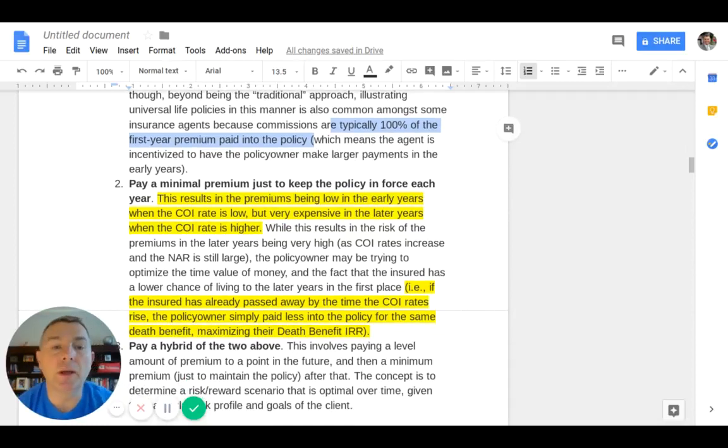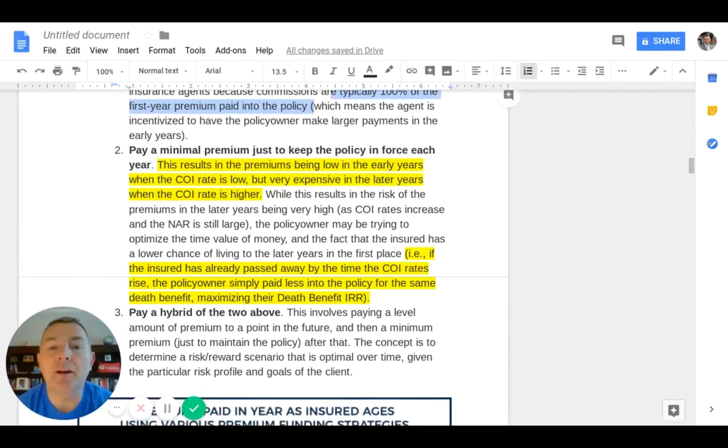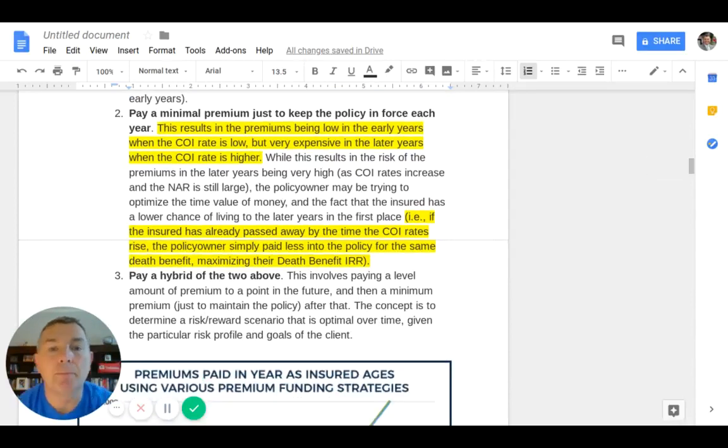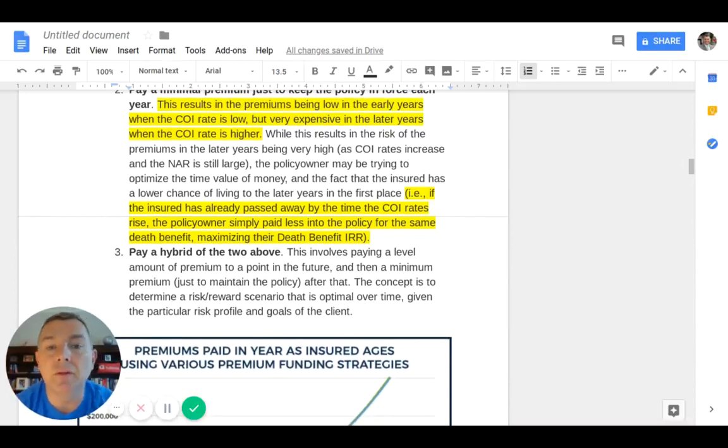While this results in the risk of the premiums in the later years being very high as cost of insurance rates increase and the NAR is still large, the policy owner may be trying to optimize the time value of money and the fact that the insured has a lower chance of living in the later years in the first place, i.e., if the insured has already passed away by the time the COI rates rise, the policy owner simply paid less into the death benefit, left less into the policy for the same death benefit, maximizing their death benefit IRR. And this is just a simple term concept.